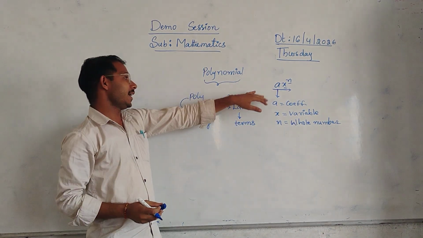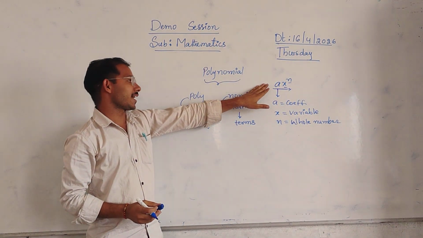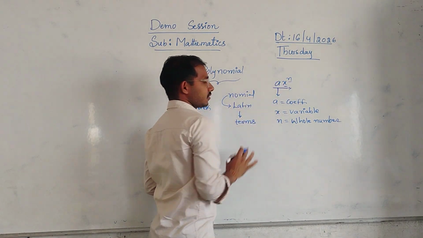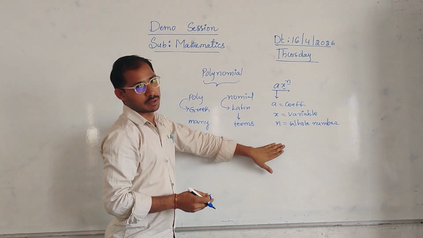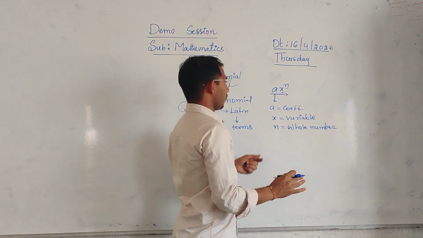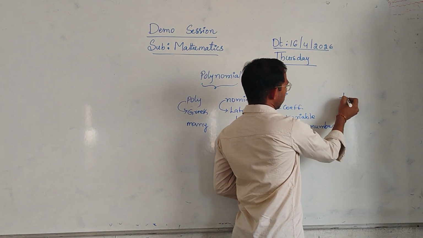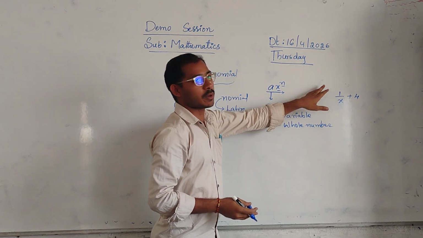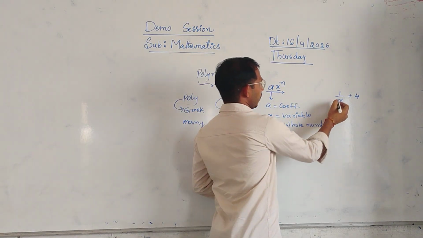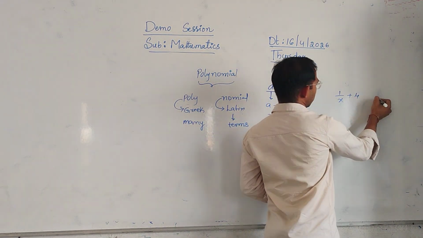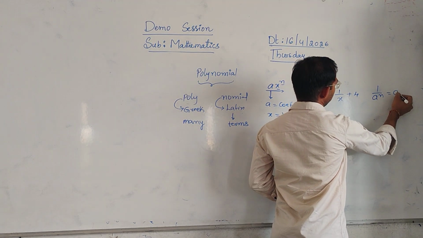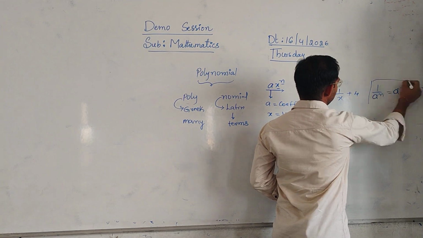Look at any algebraic expression; when we write it in terms of ax power n, we call it a polynomial. For example, is 1 by x plus 4 a polynomial? Here 1 by x we can write, as we already know, 1 by a power n as a power minus n. It is negative.